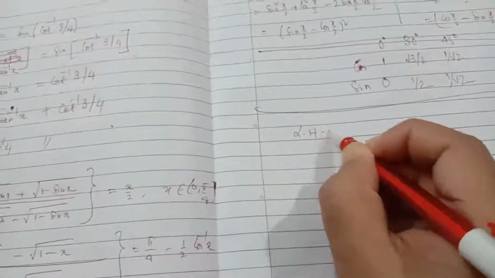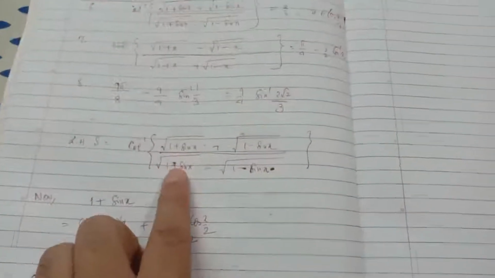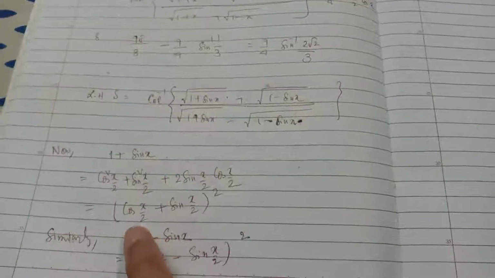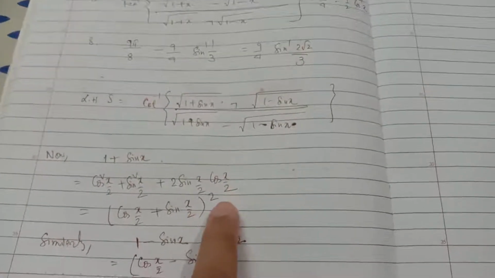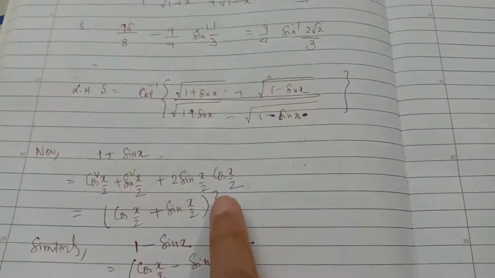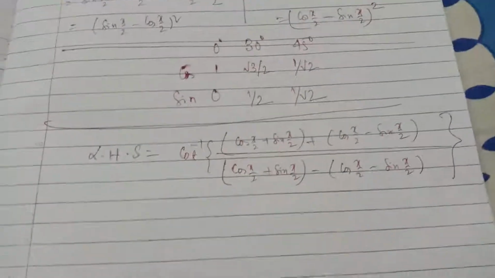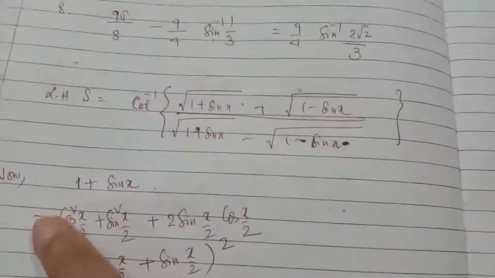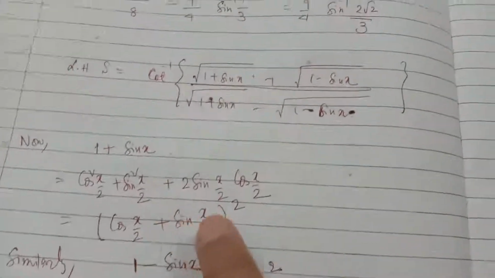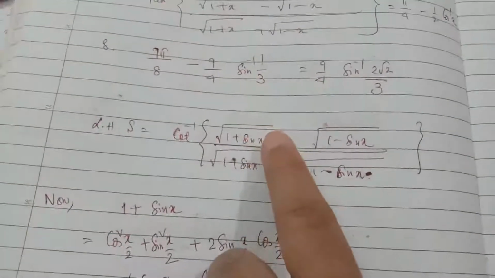Now again, let us move to the left hand side, which is this. 1 plus sin x is (cos x/2 plus sin x/2) whole square. Now the whole square and the root over, these two will get cancelled. And what will we get? You can see what we will get.